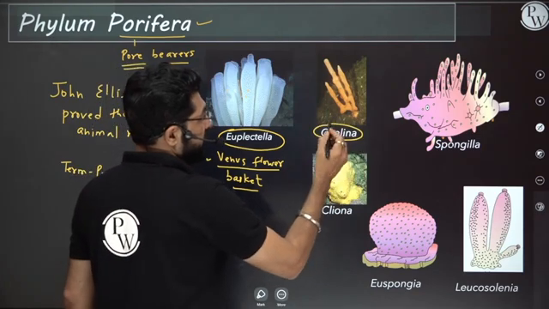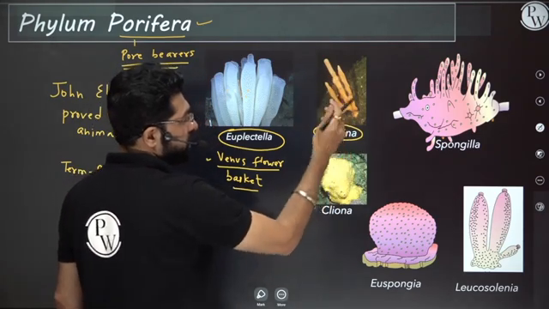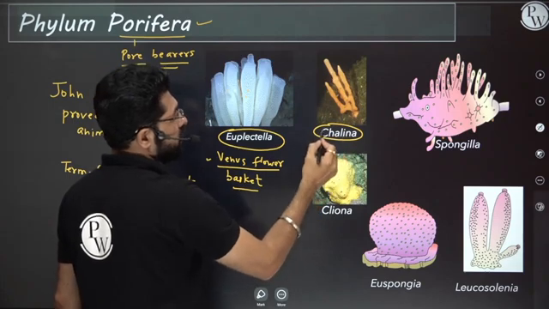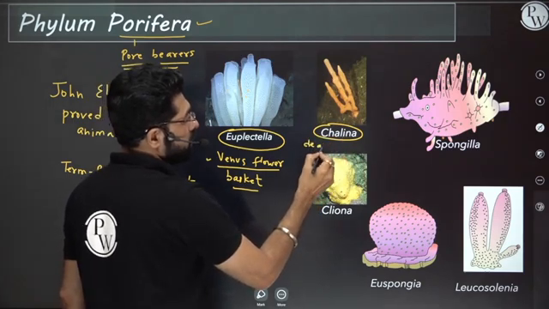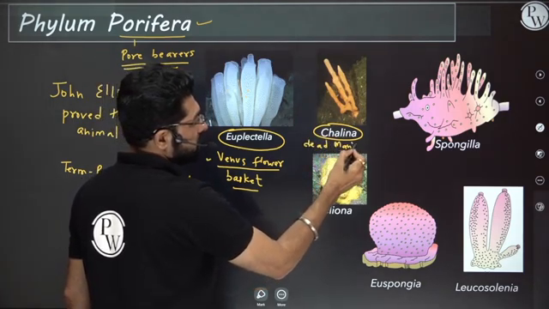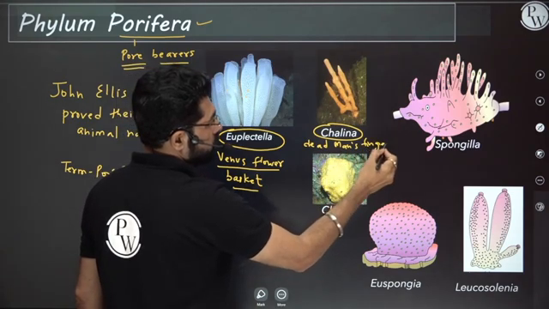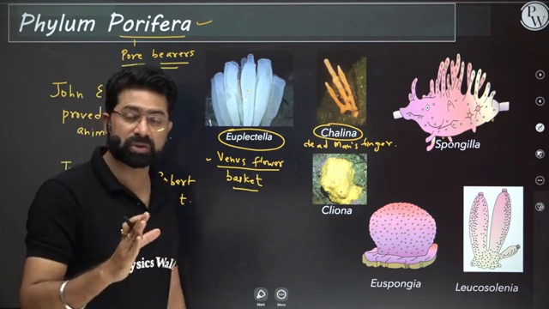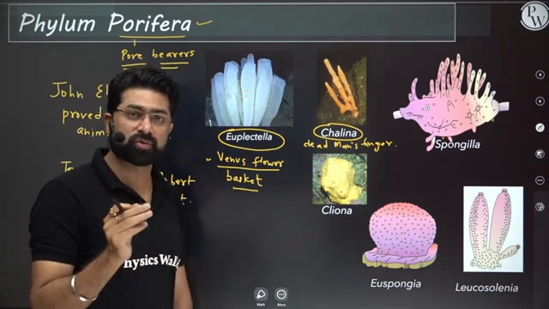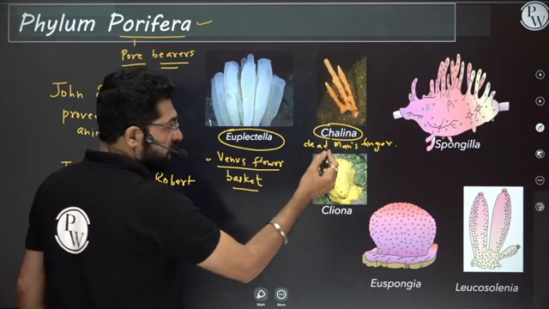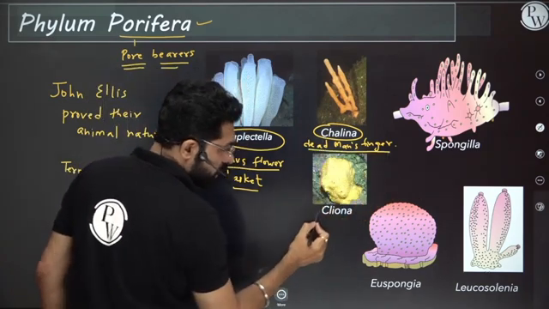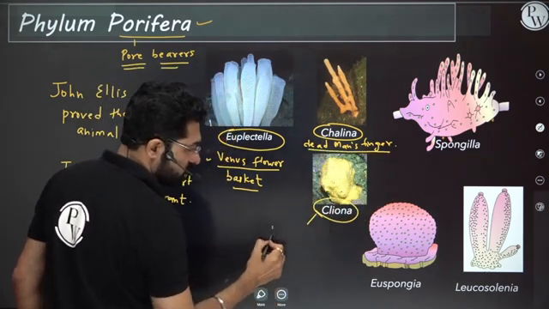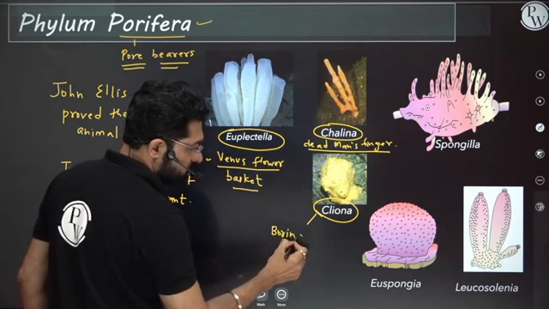Chalina is a dead man's finger. You can see it appears like that. So Chalina is commonly called dead man's finger. Chalina and Cliona are two different terms. Please don't get confused. Most of the students get confused in this. Chalina is dead man's finger. Cliona is boring sponge.